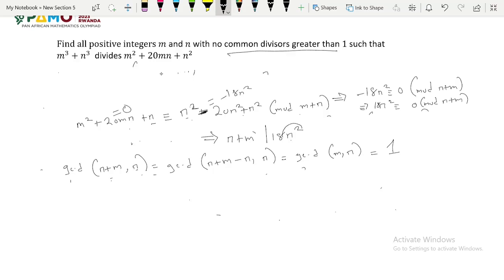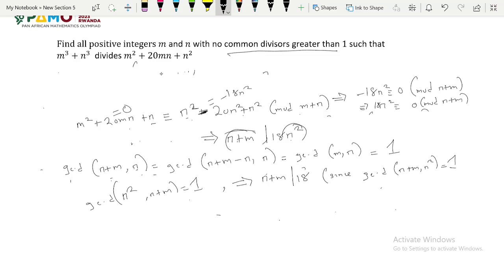So it means n squared and n plus m have no common factors. So it means GCD equals 1. That means you have no common factors. That means if n plus m divides 18n squared, then n plus m has to divide 18, since GCD of n plus m and n squared equals 1. So it means n plus m has to divide 18, and n and m are positive integers.